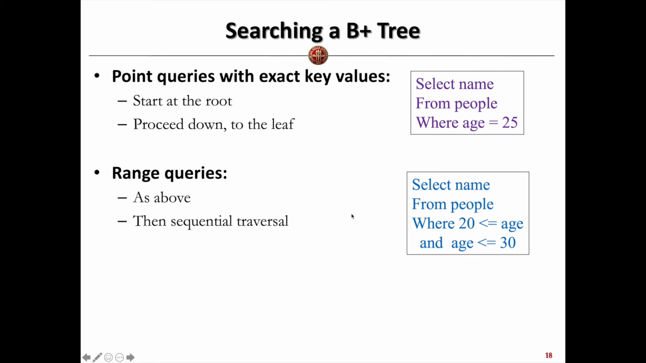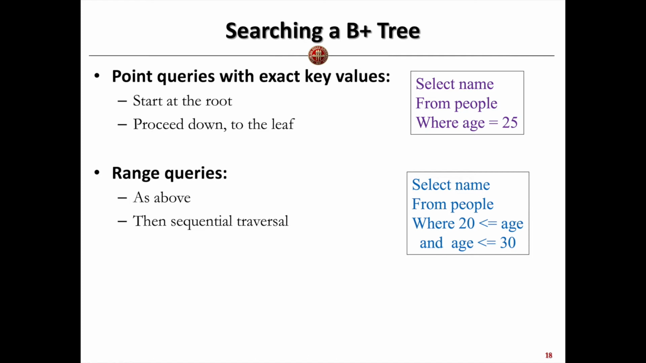And the search for range queries will be very different. Now here we have an example. We select name from people where the age is no smaller than 20 and no greater than 30, in the range from 20 to 30. And how can we do this search in the index table to find the concrete tuples matching this condition?